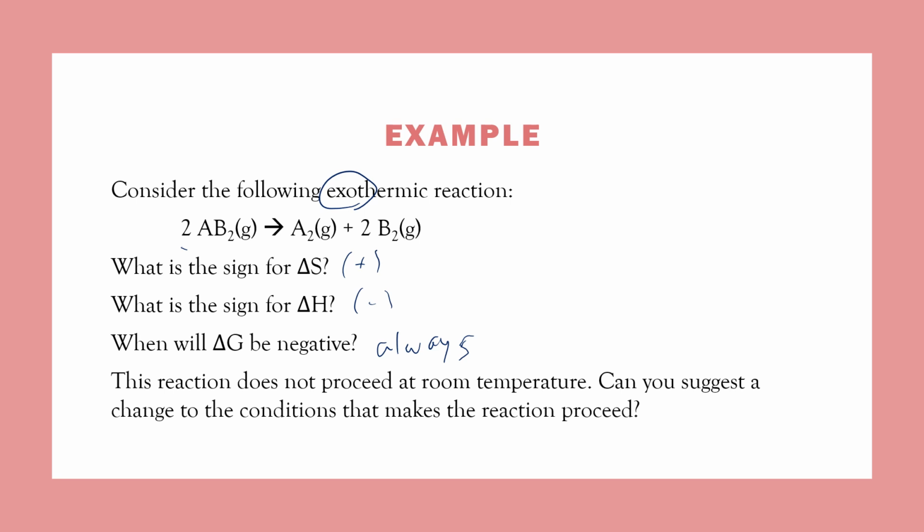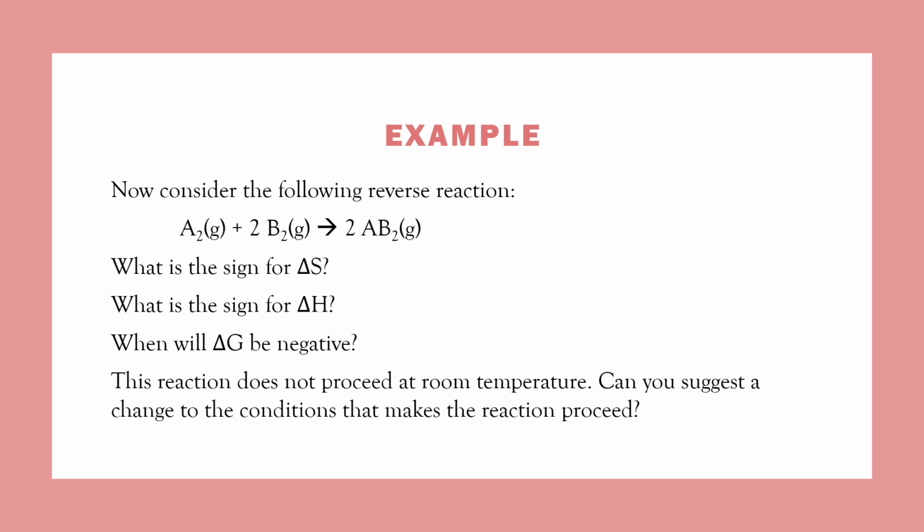Now, this reaction does not proceed at room temperature. Can you suggest a change to the conditions that makes the reaction proceed? It does not proceed at room temperature because the activation energy is too high. So a change to the conditions that makes the reaction proceed, you could increase the temperature, make the particles move faster and collide with more energy, or you could use a catalyst to lower the activation energy barrier.